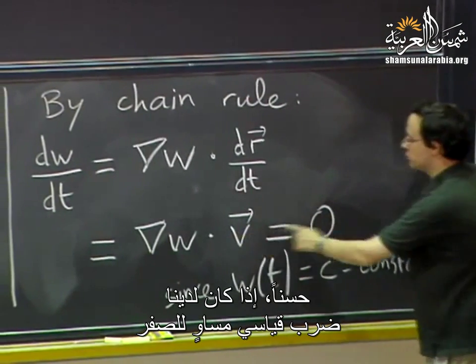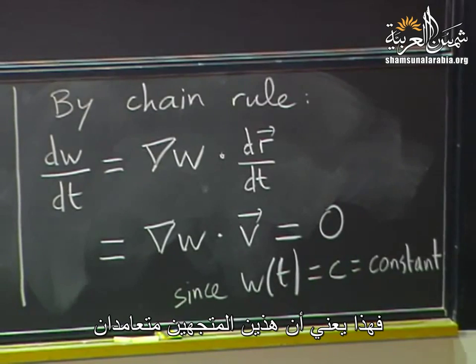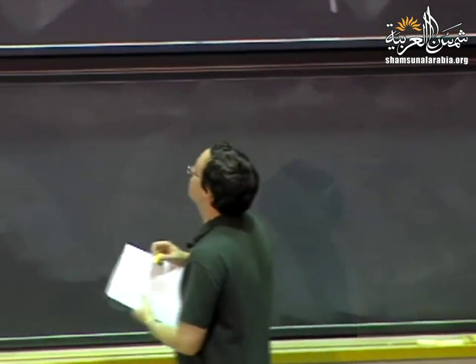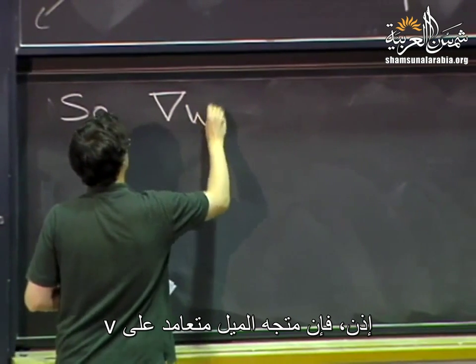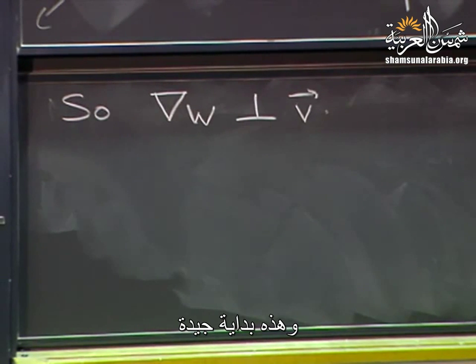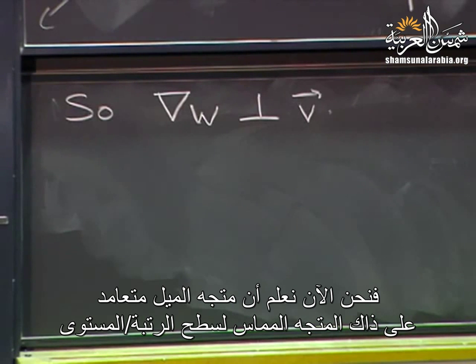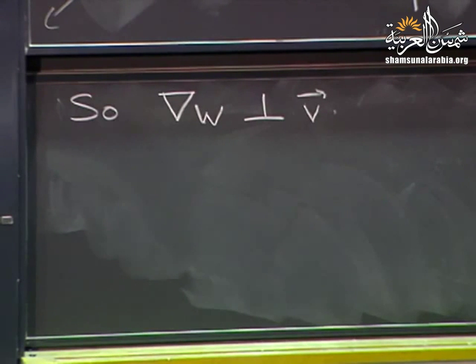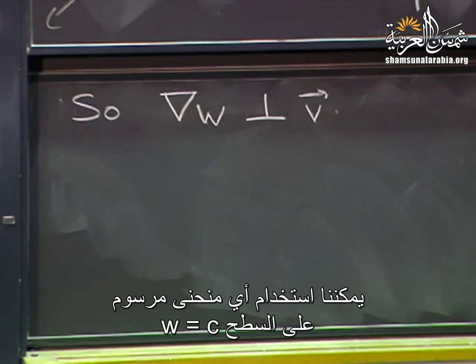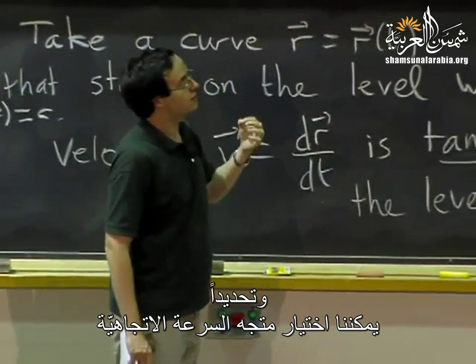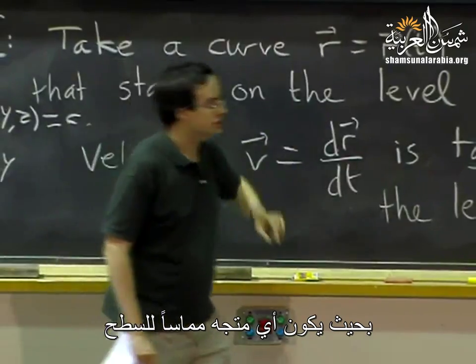Okay, so now if we have a dot product that's 0, that tells us that these two are perpendicular. So the gradient vector is perpendicular to V. Okay, that's a good start. We know that the gradient is perpendicular to this vector tangent to the level surface. What about other vectors tangent to the level surface? Well, in fact, I could use any curve drawn on the level W equals C. So I could move really any way I wanted on that surface. In particular, I claim that I could have chosen my velocity vector to be any vector tangent to the surface.